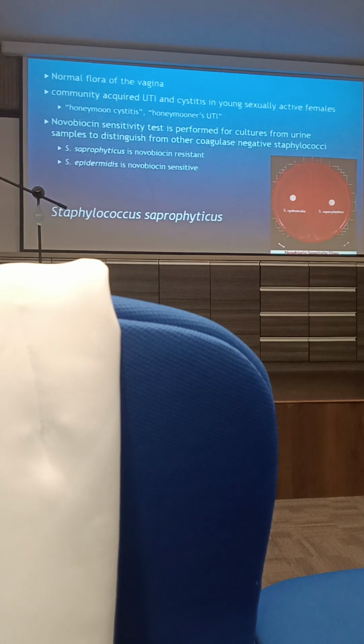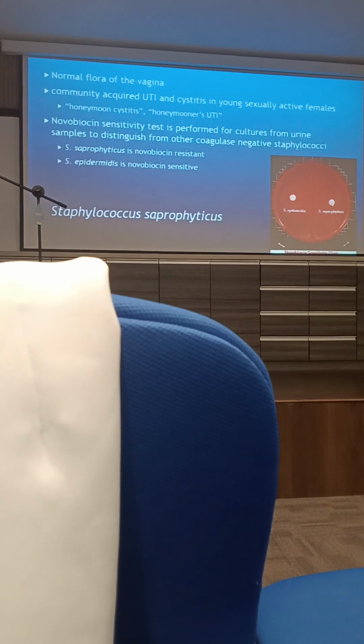hence those names. Novobiocin sensitivity test is performed for cultures from urine samples to distinguish from other coagulase negative staphylococci. Have you seen this kind of discs placed on blood agar plates? Not yet, I think. So what these discs are is, the disc contains what? Antibiotic. The antibiotic, the drug.